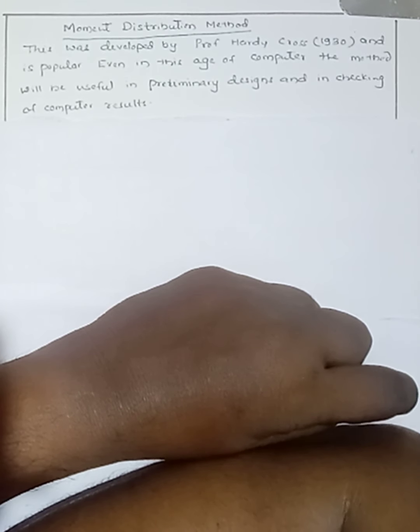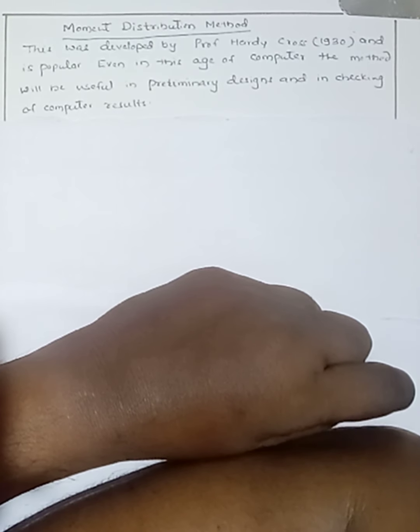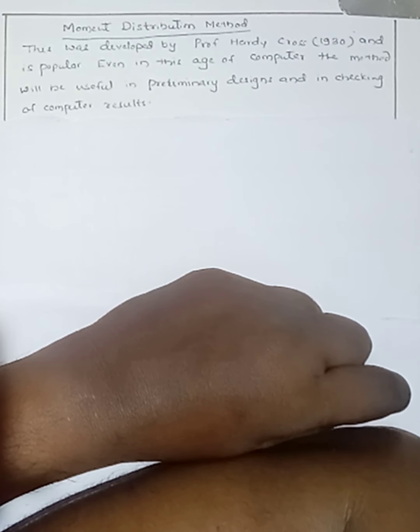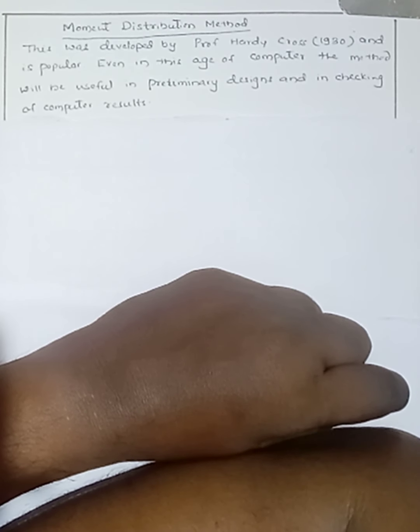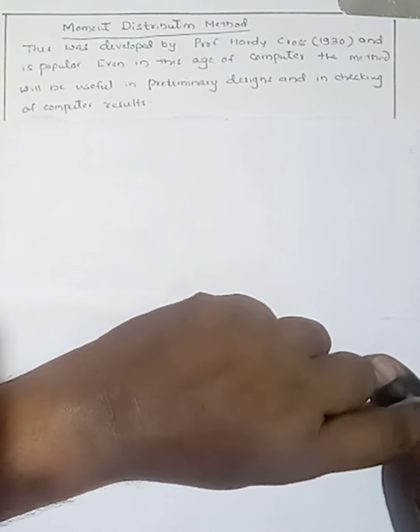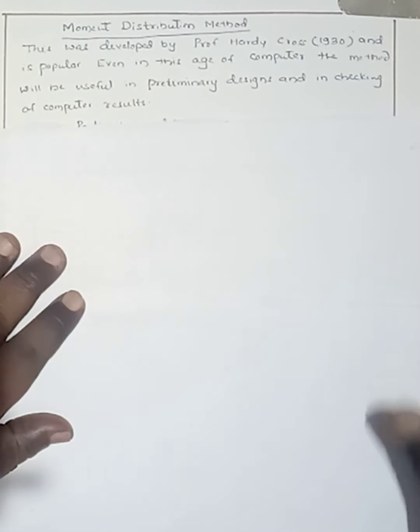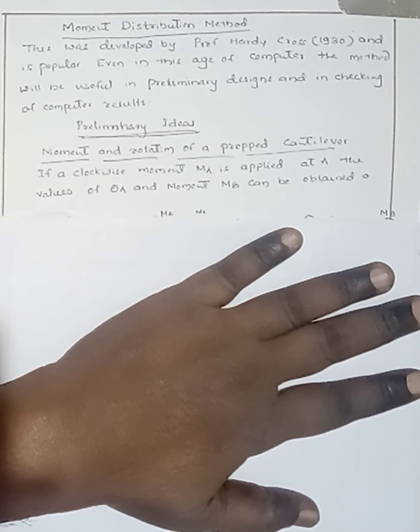Even in this age of computers, the method is helpful in the preliminary designs of structures and in checking the computer results. A lot of software is available in the market. We can compare the results of the software with the results obtained by the moment distribution method. Here, first we have to know the basic ideas, that is, the preliminary ideas.